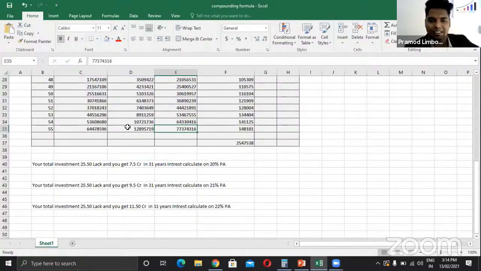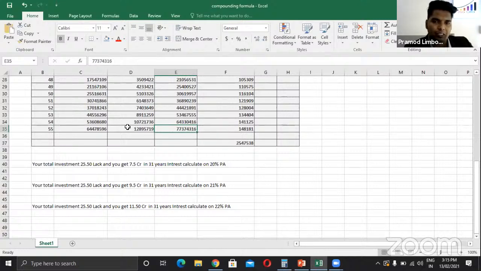Okay, so you can see the power of investment, the power of compounding. You will not get rich in one day or 2 days. You have to use a compounding formula. You have to be a good investor for a long time.